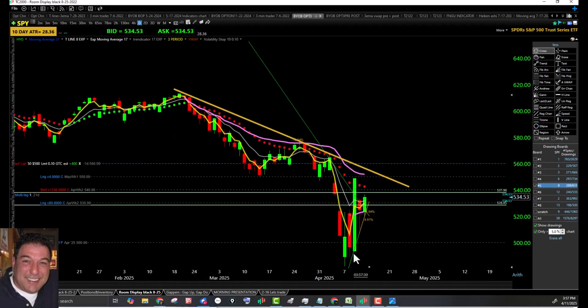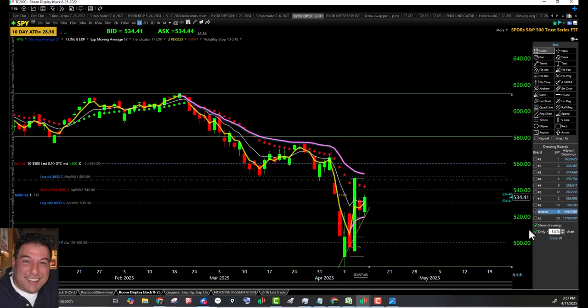If we take out that high, we'll be in an uptrend right there. We could possibly get in an uptrend taking out that high. Price action, you can see right here, here's a low. We made a lower low, so we're still in a daily downtrend.